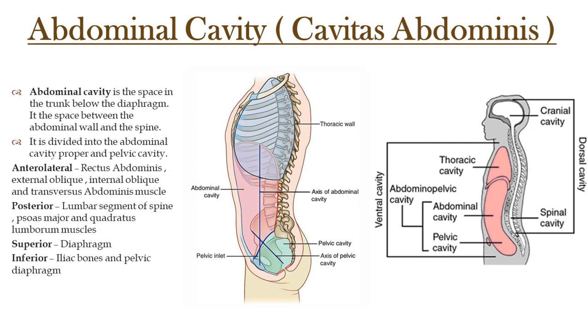Abdominal cavity: it is the space in the trunk below the diaphragm. It is the space between the abdominal wall and the spine. It is divided into the abdominal cavity proper and the pelvic cavity.